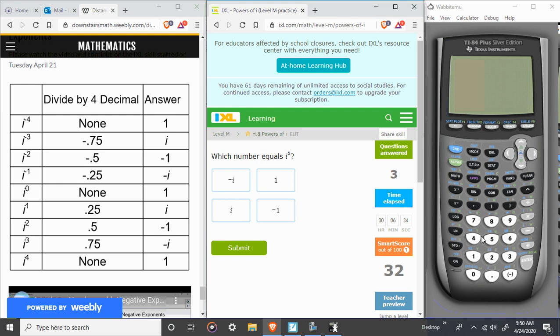Or another thing we could do is say 5 divided by 4, and your remainder is 0.25, right? So same thing here. Your answer is going to be i. Okay? I to the 6th.